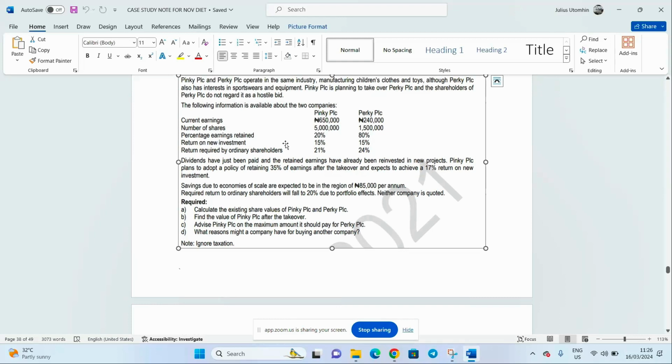Return on new investment 15%. Required return by ordinary shareholder 21%. So which one is cost of capital between the two, between 15 and 21? 21%. Why? Because it is the cost of capital of the already existing shareholders. The 15% is for new investment.